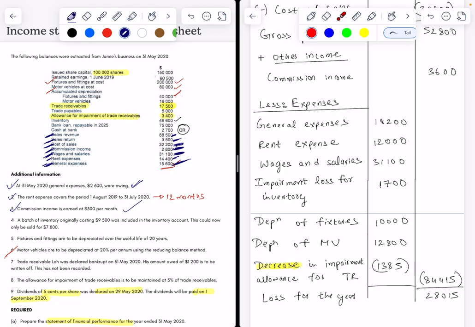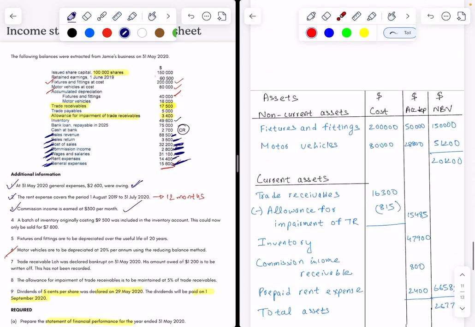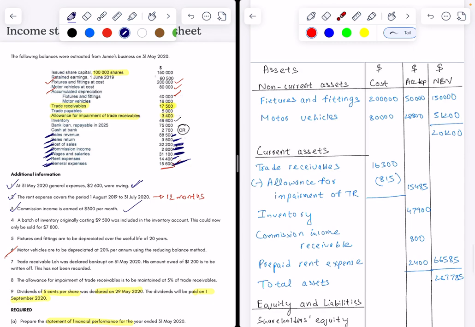Now, let's look into the balance sheet. Again, you can include all the formalities here. Statement of financial position as at 31st of May 2020. You can include that when you prepare it. Now, so when we start preparing the balance sheet, we'll start with our assets.